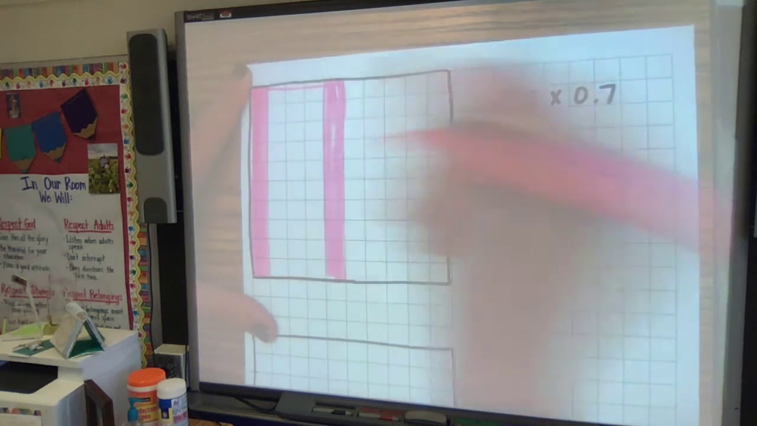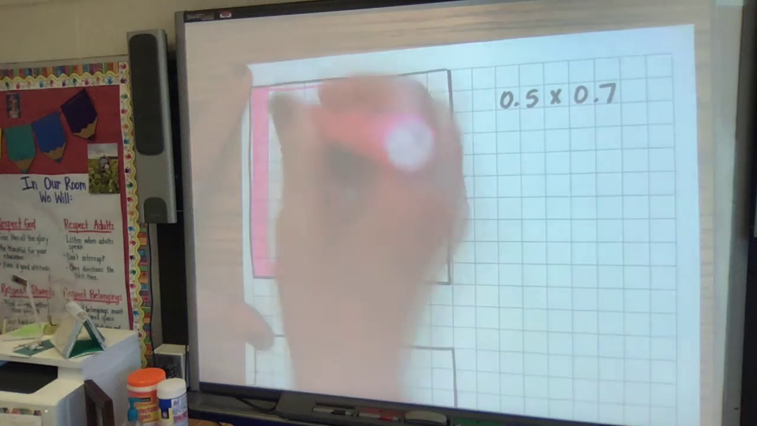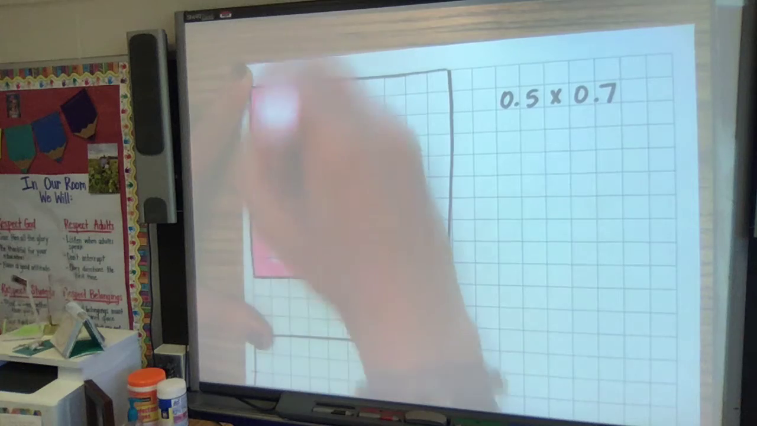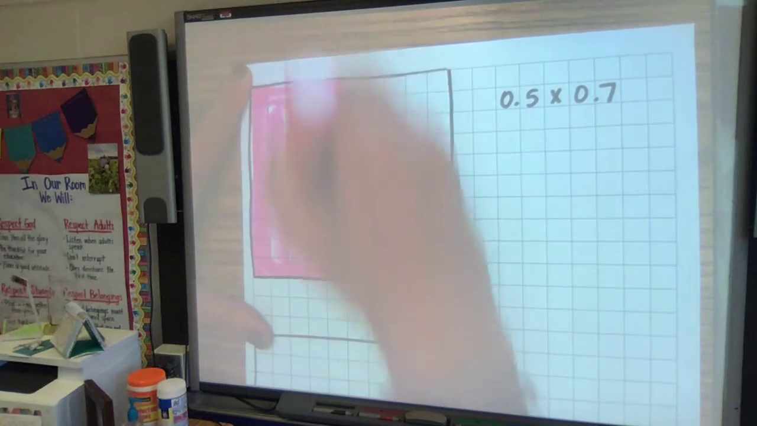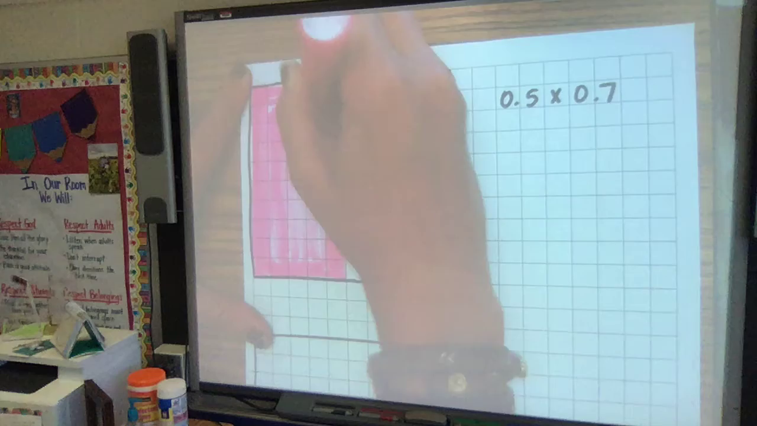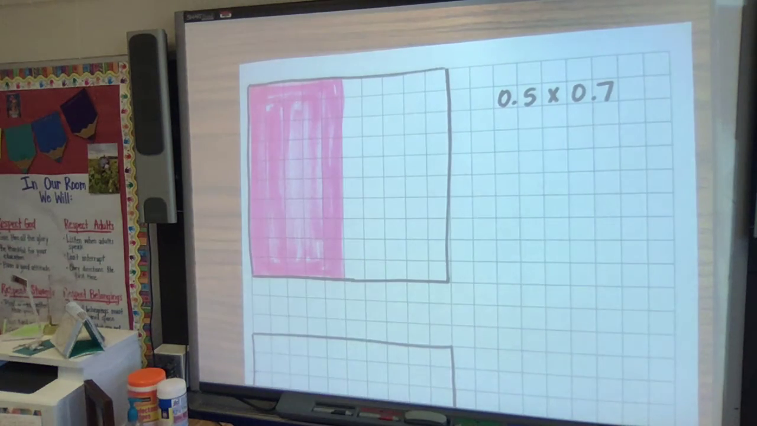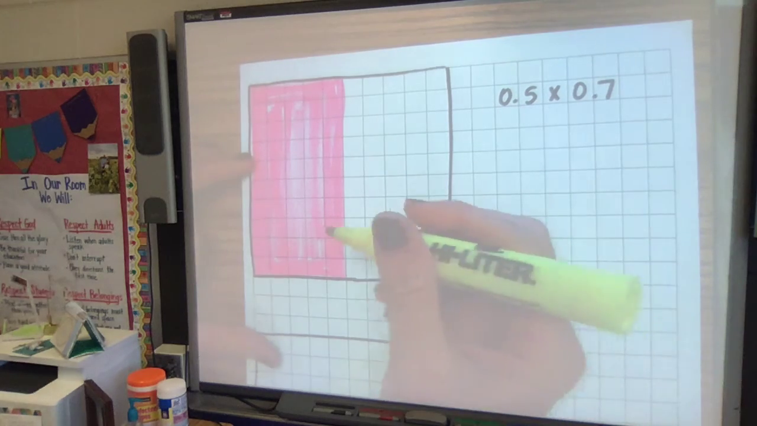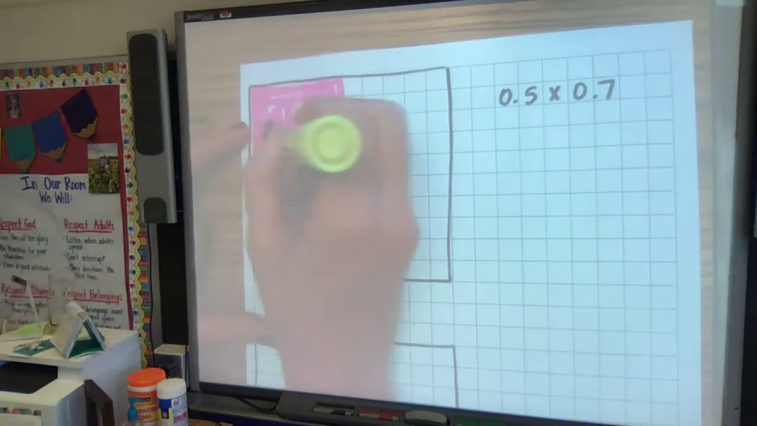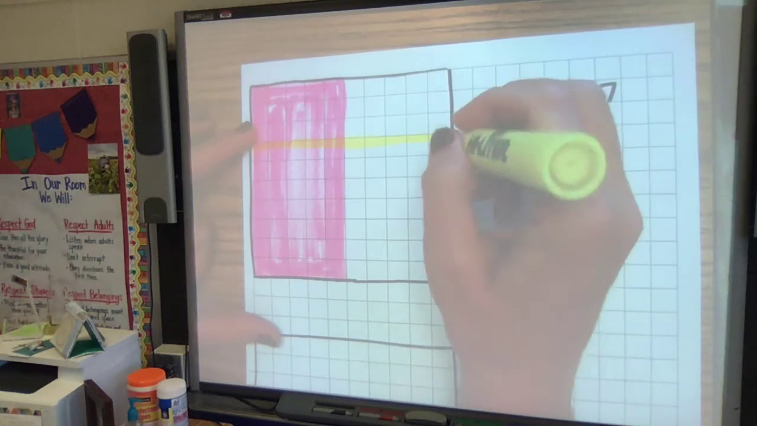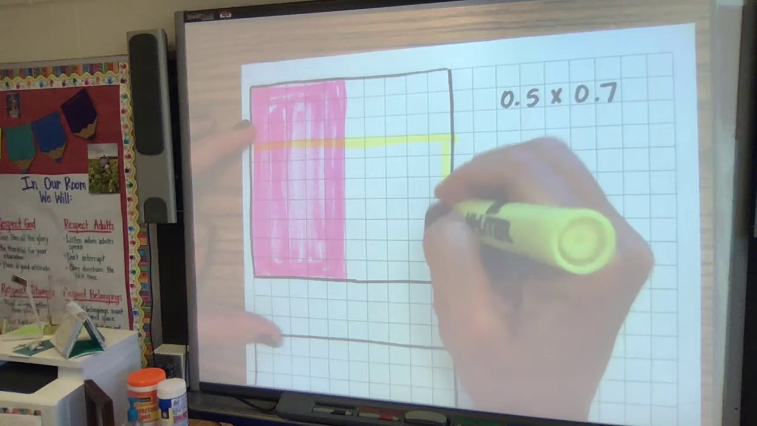So I'm going to show my 5/10, which I know is half. And I say that a lot because it just helps me to get an idea of it. Half of 7/10, I can kind of get an idea of what my answer is going to be. All right, my highlighter's getting a little dull. Okay, there's my 5/10. Now I'm finding 7/10 of that. So then I'm going to go the opposite way and I'm going to do 7 of them. And you might already be thinking, 5 times 7. 1, 2, 3, 4, 5, 6, 7. Okay.